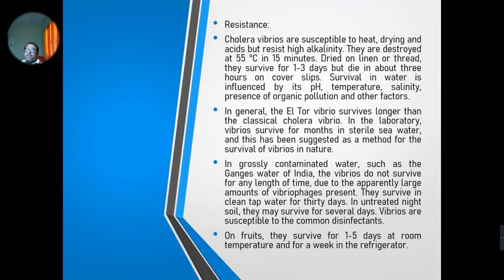Salt is required for the growth of this bacteria. If salinity is present there, it can favor the growth of this bacteria. So there are various factors which affect the growth of this bacteria in water, such as pH, temperature, and salinity. In general, El Tor vibrio survives longer.